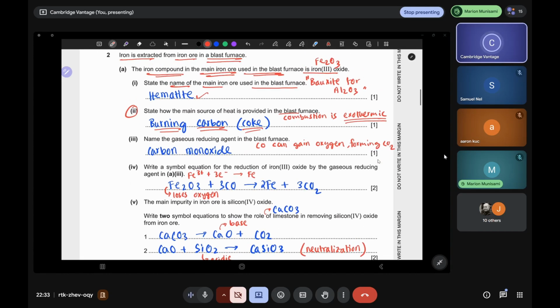Moving on to number 3, name the gaseous reducing agent in the blast furnace, which is carbon monoxide. So notice in this paper, carbon monoxide is the answer twice. And again, they ask you to name. If you write CO, you don't get the mark.